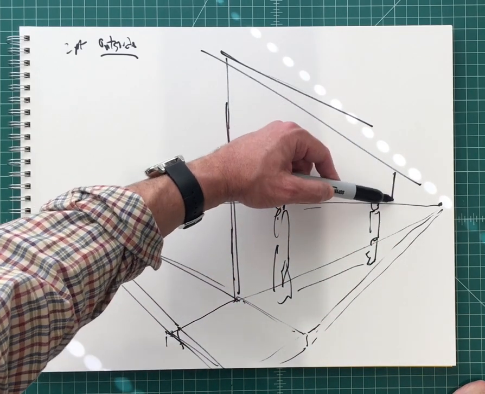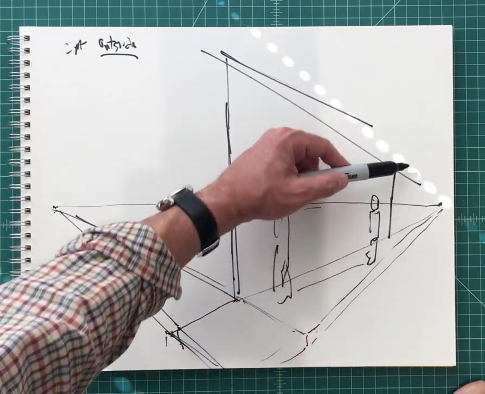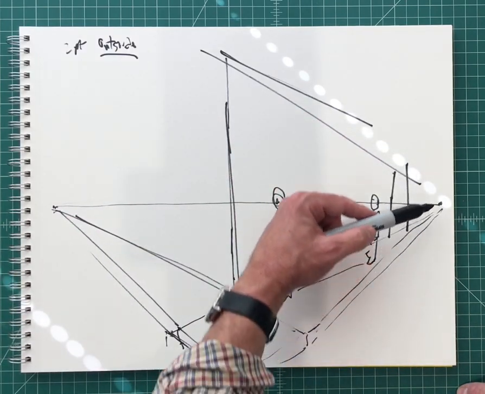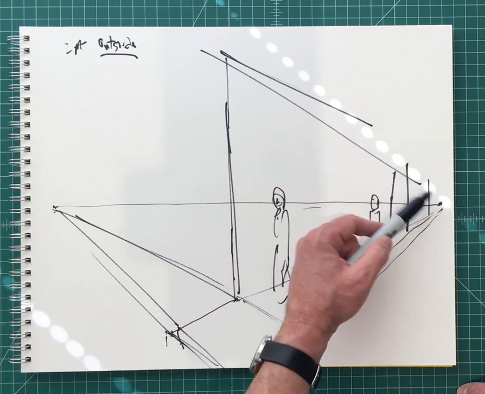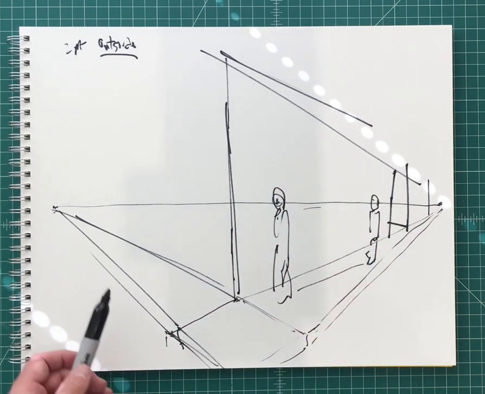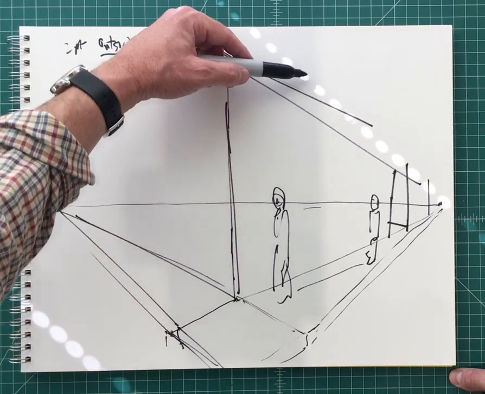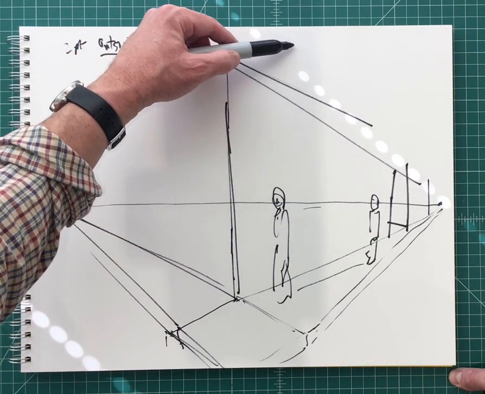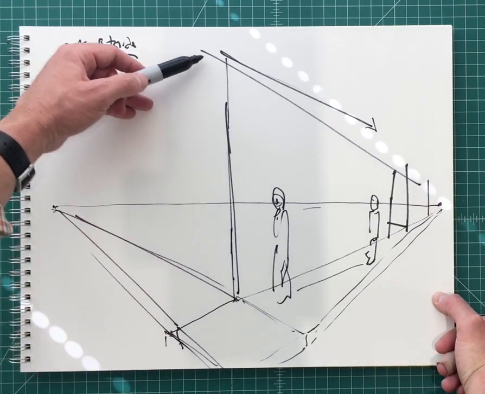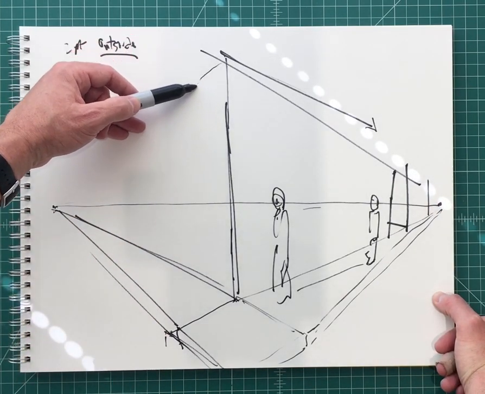Let's just say this is the end of the building here. That's where it ends, and maybe there's another building. That building's a little taller. That would be back here. Okay, so see how it's a little taller there. There's the side of the building. So everything that's on this side is going to go to that vanishing point. Everything's going to go to that vanishing point. And then there's also a vanishing point here.